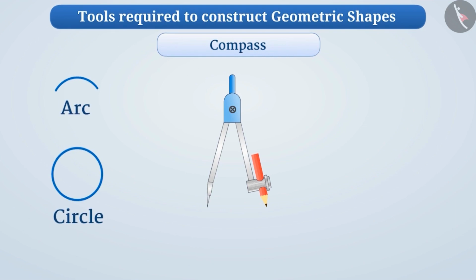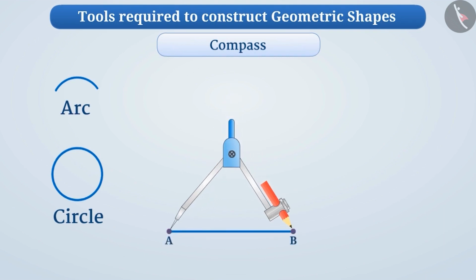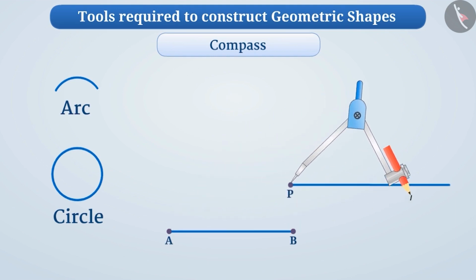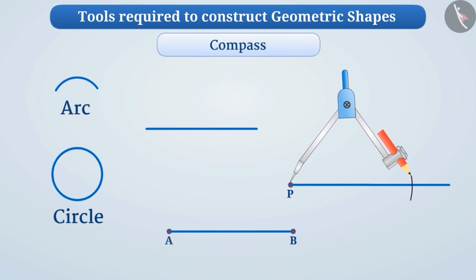By adjusting the compass, the distance between the pointed end and the pencil's tip is increased or reduced. Thus, the desired distance can be taken in a compass. With this, we use a compass to mark off equal lengths and to make perpendicular lines, but not to measure them.